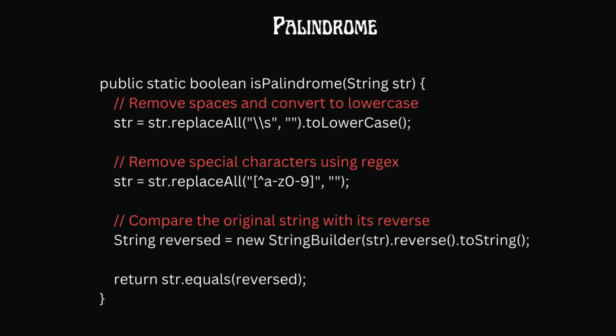Let's create a method that checks if a given string is a palindrome. This method should handle cases, spaces, and special characters. The method isPalindrome takes a string as input and returns true if it's a palindrome and false if it's not.